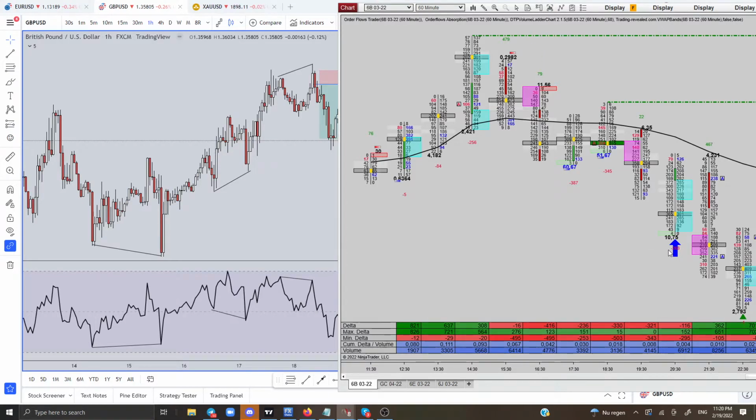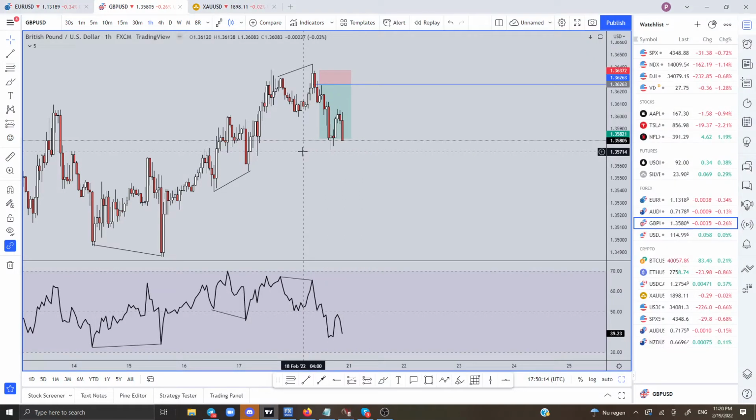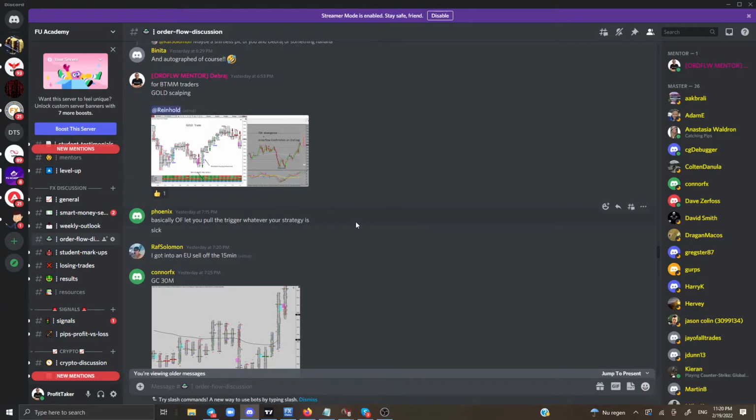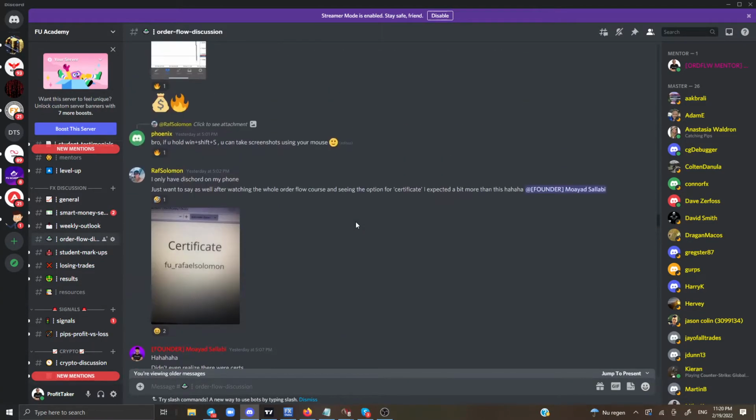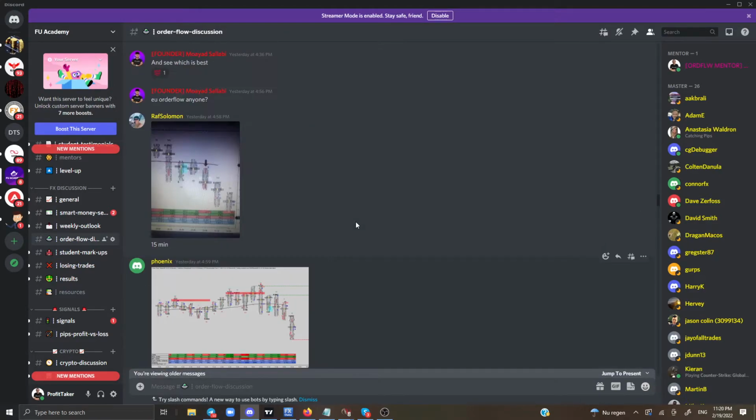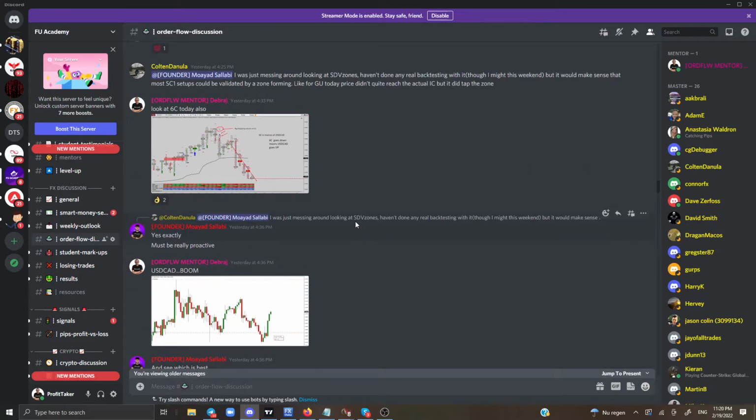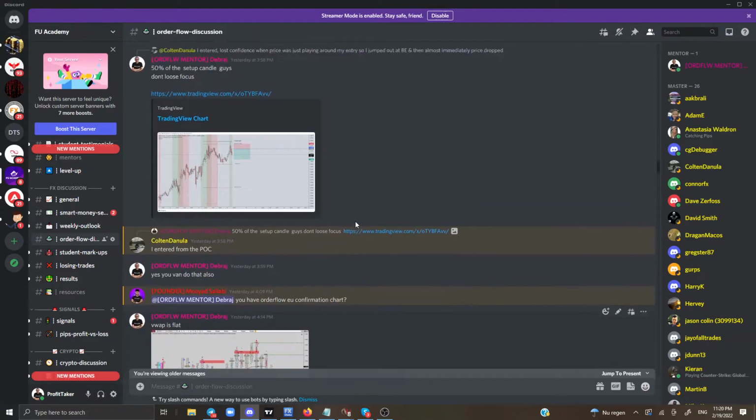We can trade this, and we traded that also in our group. We have a community where we post our live setups. This is our group. Here we post those live setups and these order flow confirmations.